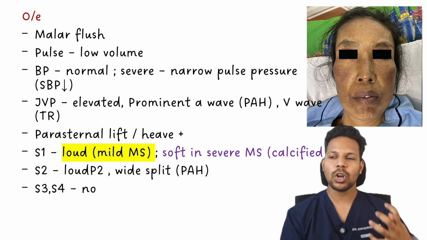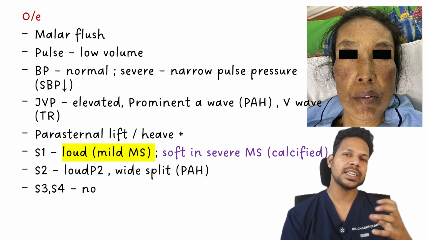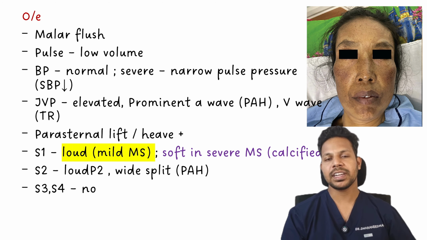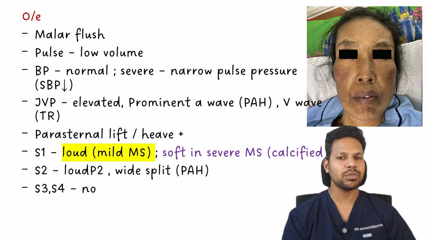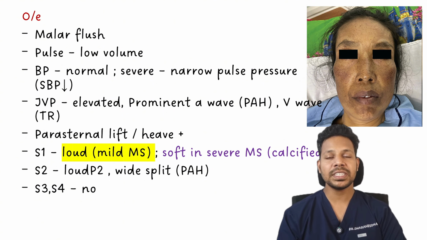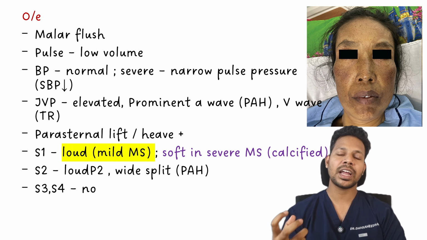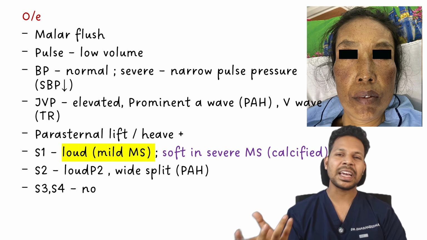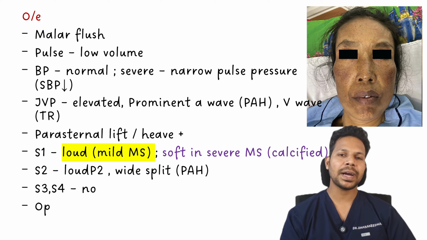S3 is seen when there is volume overload of the ventricle, and S4 is seen when there is a stiff, non-compliant ventricle. Both of them are not seen here, so S3 and S4 are less common. But when the patient has significant right ventricular hypertrophy, RV S4 may be rarely seen. An opening snap at the apex may be seen.